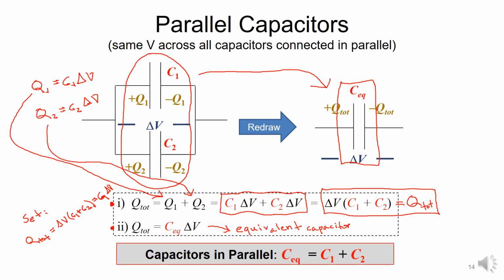Now we can cancel out the delta V's, and we end up with the expression that we're looking for. C equivalent equals C1 plus C2. Put it in another box. This is the result that we're looking for. If you have capacitors in parallel, then the equivalent capacitance is just the capacitors added together. So C equivalent for parallel equals C1 plus C2. And if you have more capacitors in parallel, you just add them up.